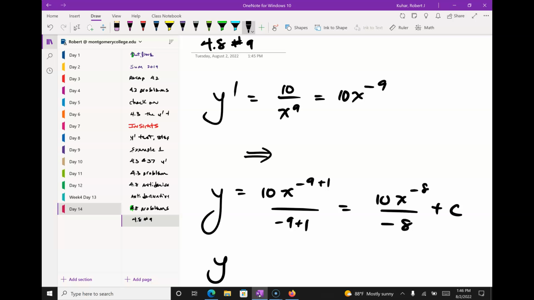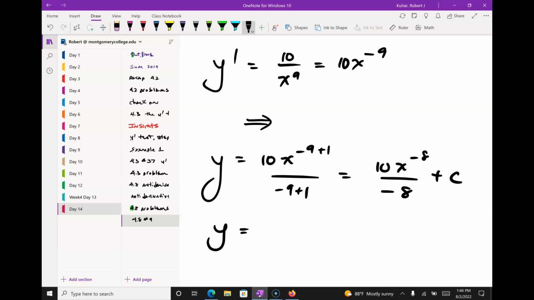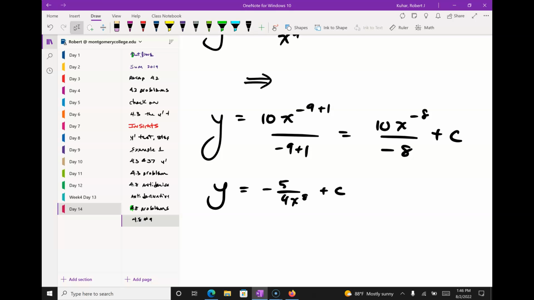And then I forgot to tell you plus c, plus a constant c. I'll explain that in a second. So I got negative 5/4, 5 over 4x to the 8th, all plus c. So plus c, let me explain this. So the power rule part, okay, Mike?